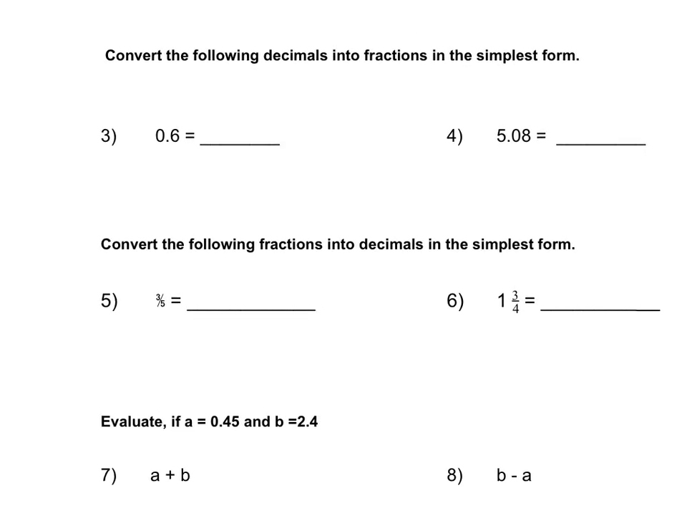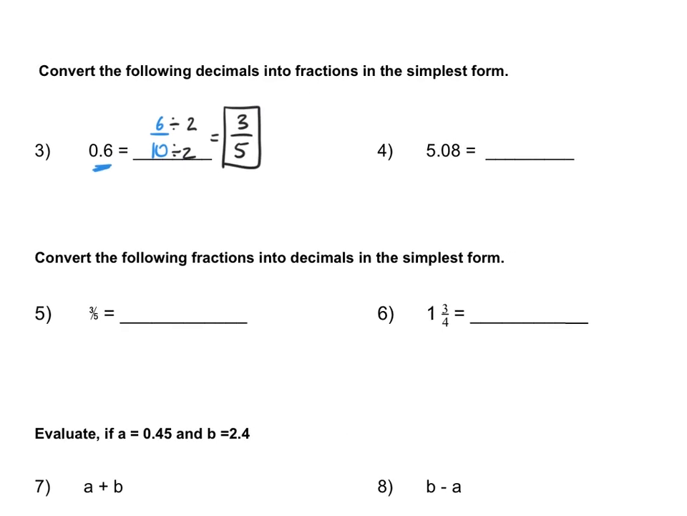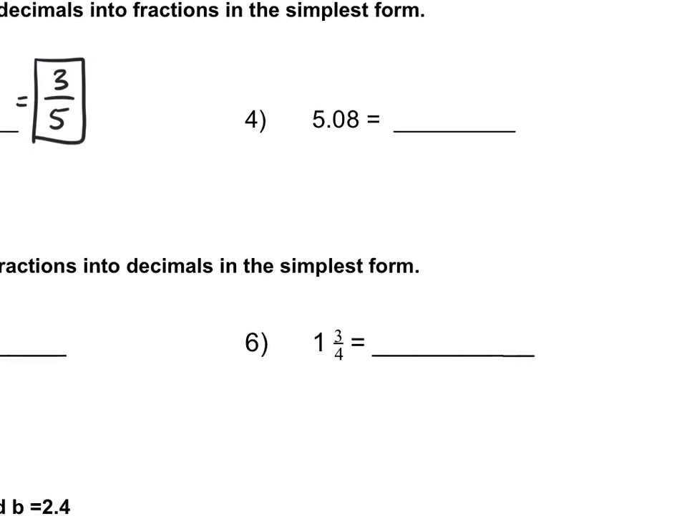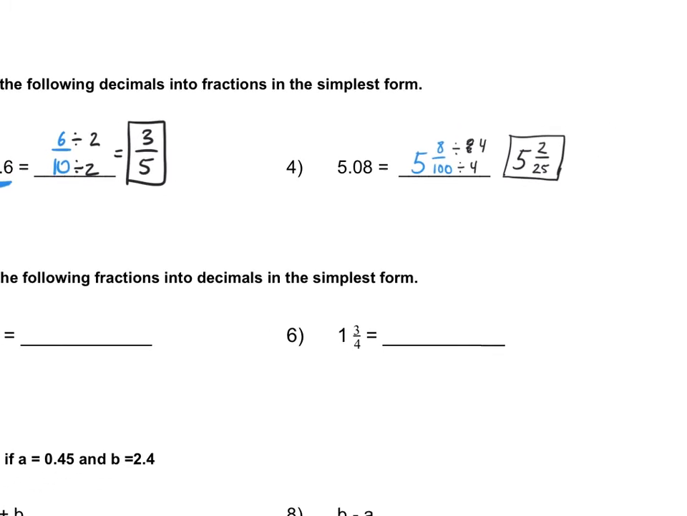My second section, I need to change my decimal into a fraction, 6/10. So I'm going to simplify that down here, and I get 3/5. My next one, 5 and 8/100ths. What does this simplify to? That's right, not divide by 8, divide by 4, divide by 4. I get 5 and 2/25. You could have divided a different way as long as you get the same answer.